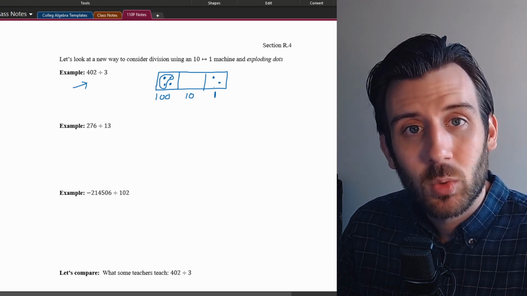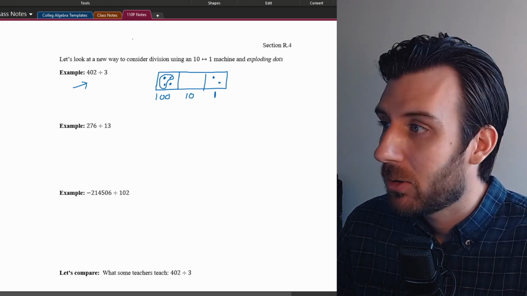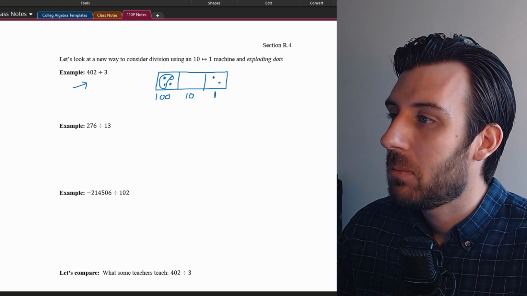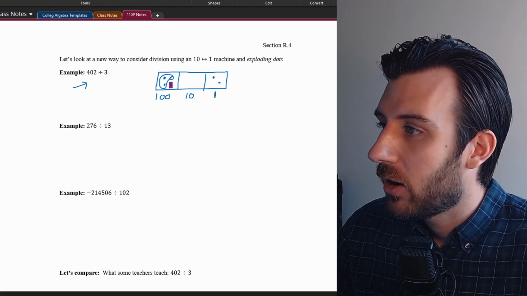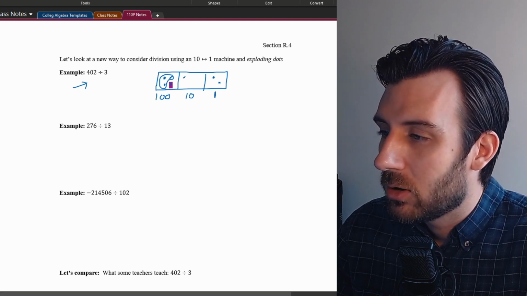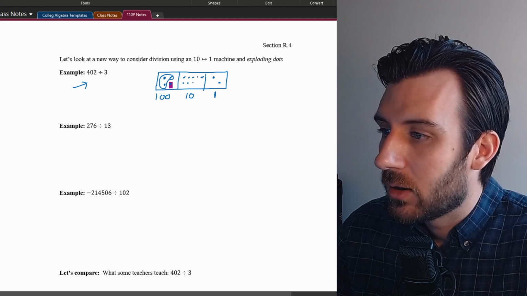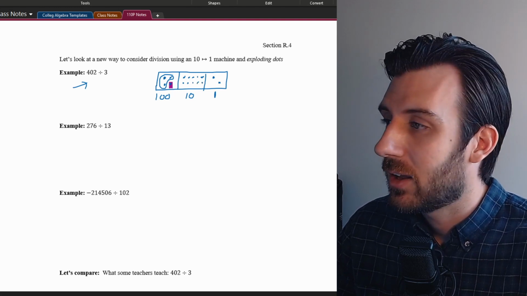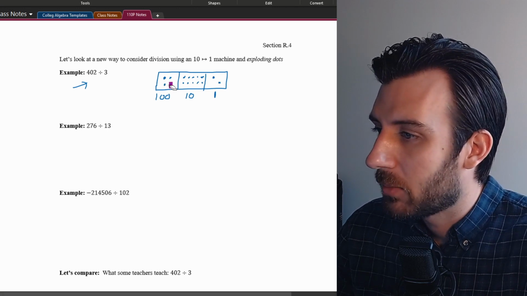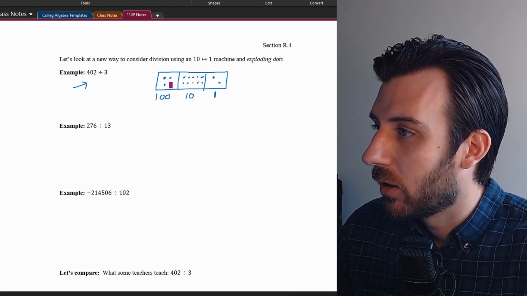That's great. I can't really see another group of 3. But remember, this is a 10-1 machine. I can explode and unexplode these dots so long as I keep this meaning. So I'm going to explode this way. We're going to take this dot away, and instead I'm going to put 10 dots back over here in the 10s space. And I'll erase it to make sure that I don't have any confusion on that.